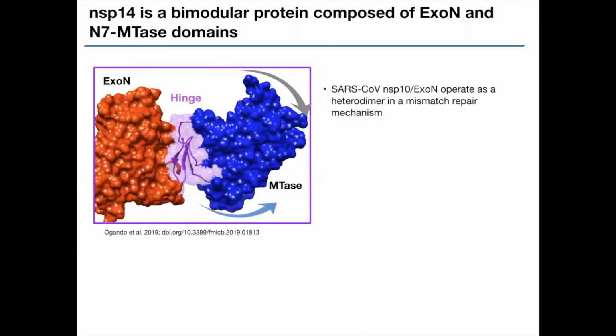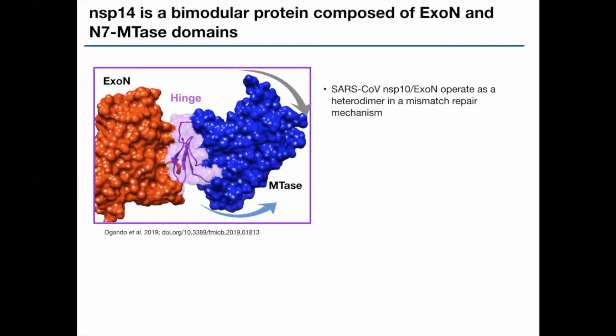This NSP14, which is the exonuclease, is really a fascinating protein. It's a bimodular protein that is composed of two different domains that basically have two different activities. So there's this exo-N domain here, which is involved in proofreading. And then there's also a domain that's a methyltransferase domain thought to be involved in messenger RNA capping reaction. And these two domains are separated by a flexible hinge region that probably allows them to orient the protein in different ways as these different functions are needed.